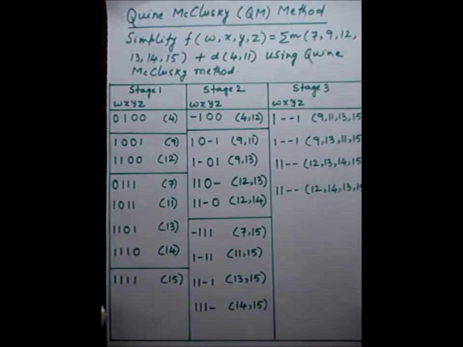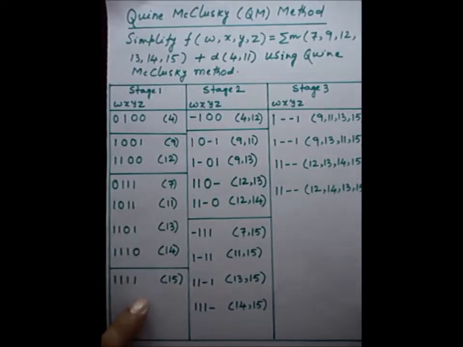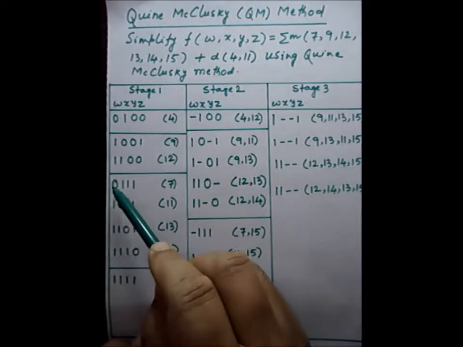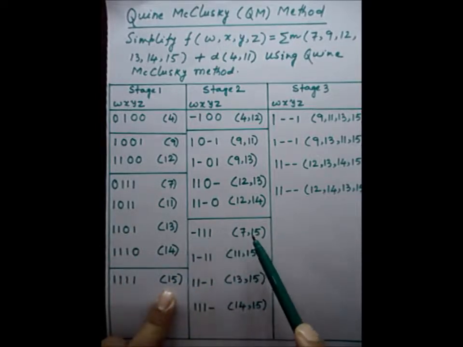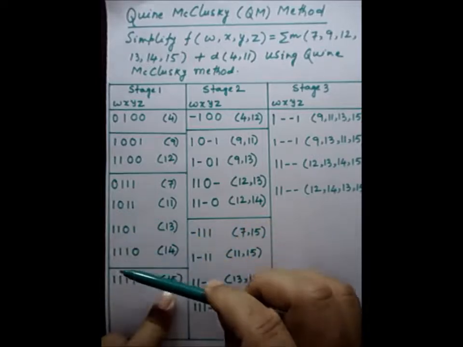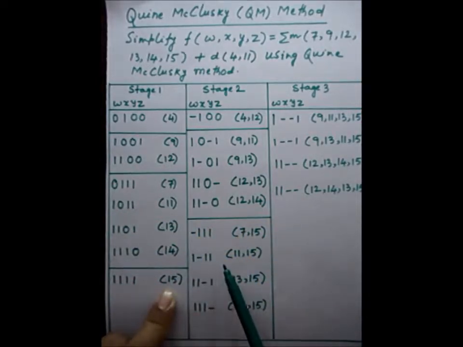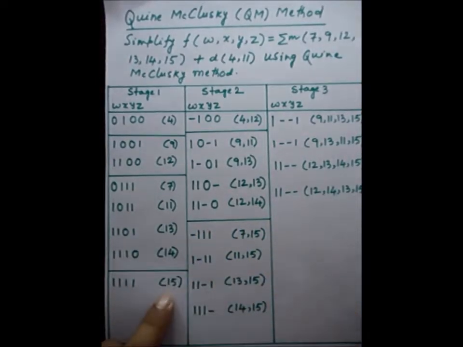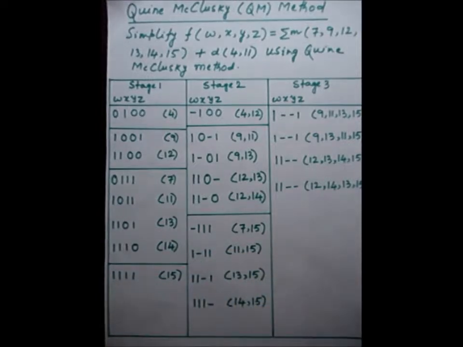In this way, after the third group is mapped with the fourth group, we got this one. For example, 7 is mapped with 15, and the first element is eliminated. When we group 11 with 15, the second variable is eliminated, so we put it here. In this way, each element is mapped with each element of the next group.